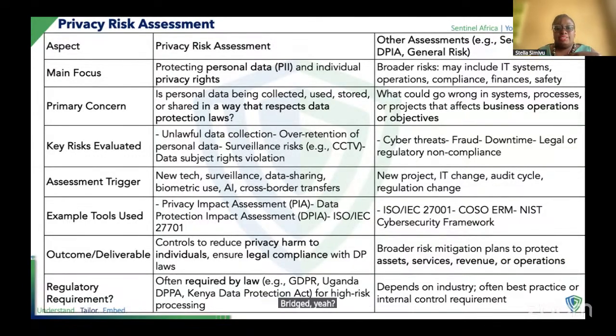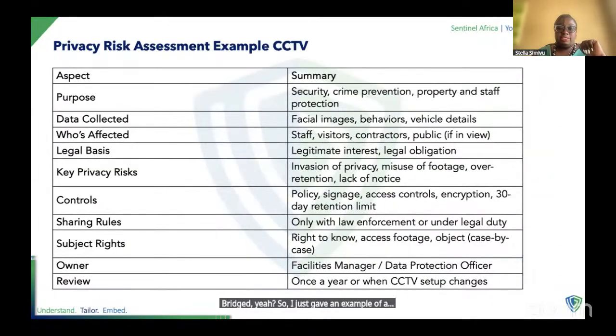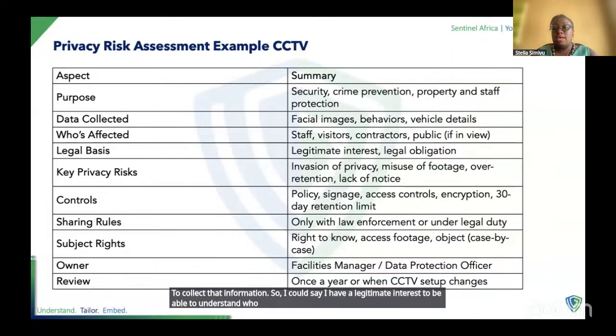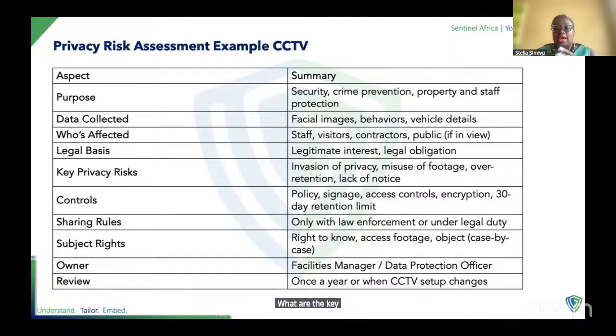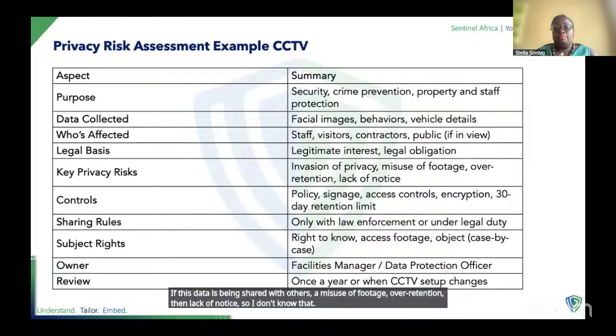So I just gave an example of a CCTV risk assessment. The purpose of CCTV is to prevent crime, monitor, etc. What kind of data is collected? Facial images, behaviors, vehicle details. Who is affected? They could be staff, they could be visitors. What's the legal basis for me to collect that information? I could say I have a legitimate interest to be able to understand who was in my premises. I also may have a legal obligation to collect certain data. What are the key privacy risks? I can have invasion of my privacy if this data is being shared with others, misuse of footage, over-retention, and then lack of notice, so I don't know that I am being monitored.